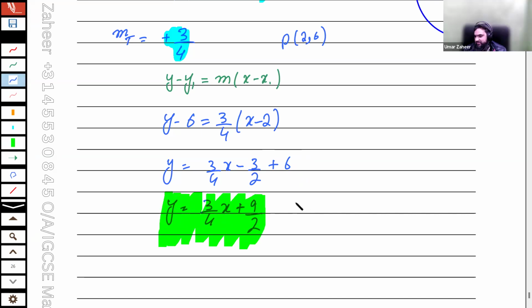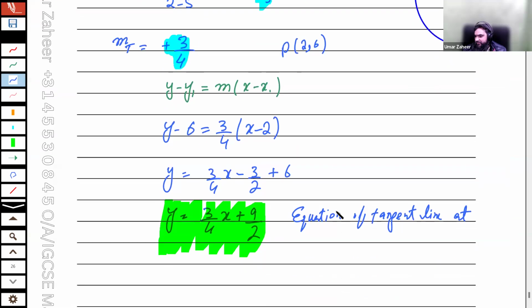So look here, this is the equation of the tangent line at P (2, 6).